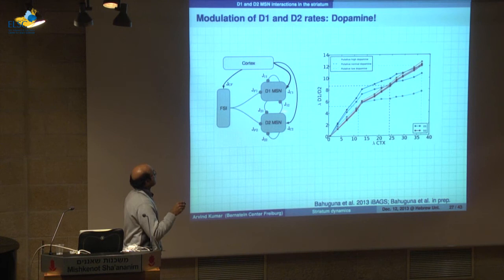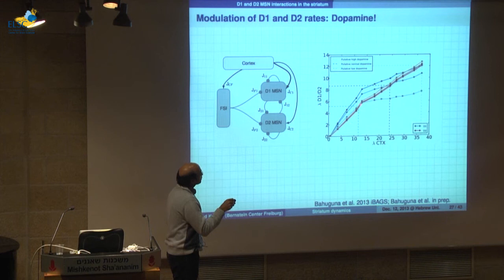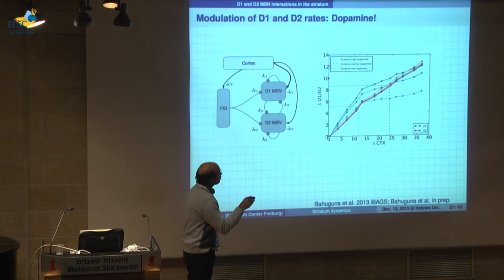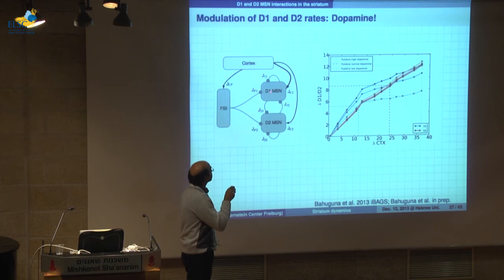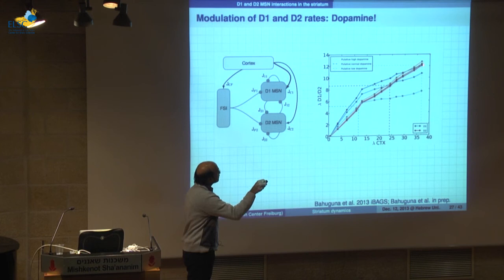So if we mimic that situation here and now look for the balance between D1 and D2, more important would be to look at the crossover point between these two, because that's the time when D2 starts to drive the system downstream. Then if you are here, that would be, let's say, normal. And if you increase dopamine in the system, that means D1 neurons will fire at higher rates, so it will take more input to counter that excitability. So the crossover point will move towards higher inputs. And if you have less dopamine, then this crossover point moves downwards.